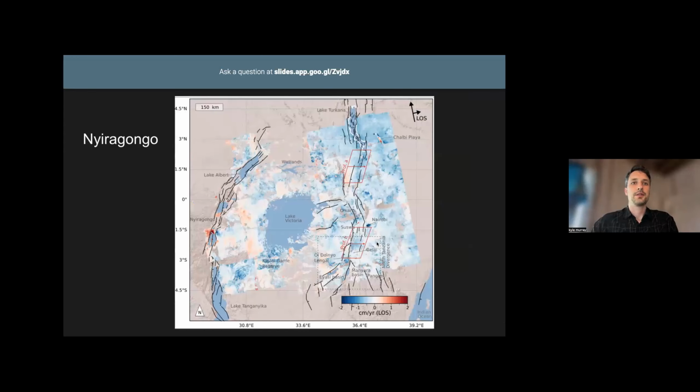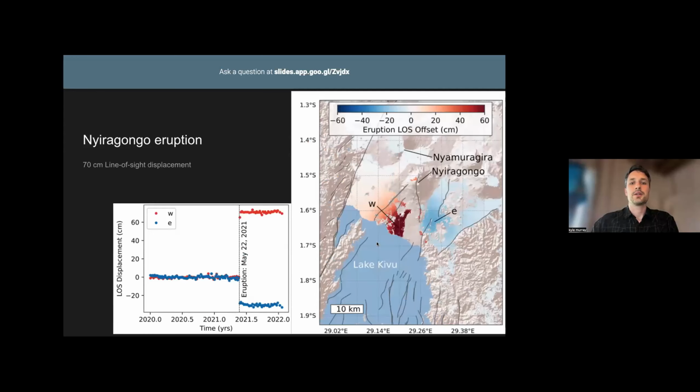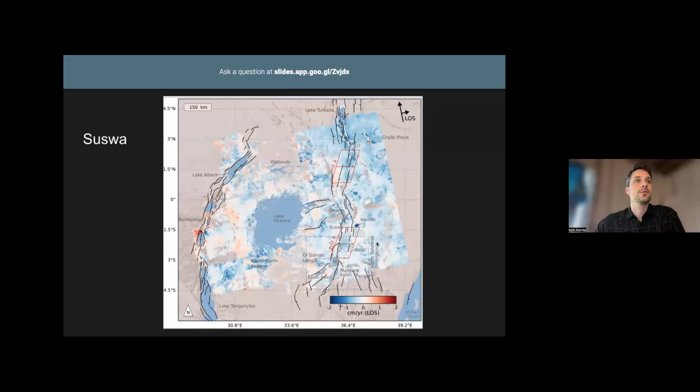All right, so zooming into the Kivu region, near Nyiragongo volcano, we found a clear deformation pattern. It's associated with a dike intrusion in 2021. This is approximately 70 centimeters of line of sight displacement in the western lobe and 30 centimeters in the east. And we found potential precursory and post-eruptive deformation. PhD student Derek Marquesi is working on publishing some of those results soon, hopefully.